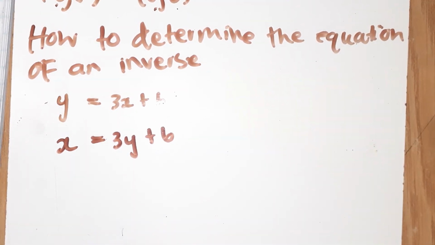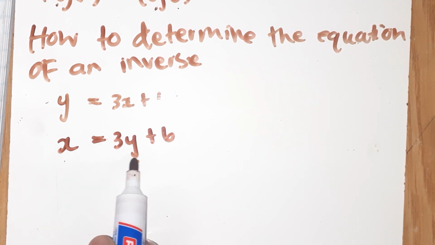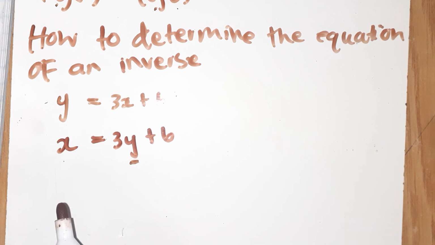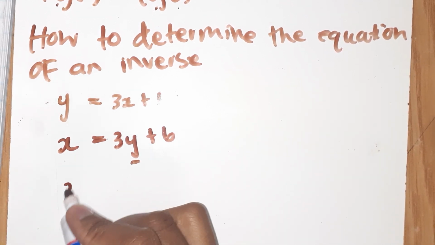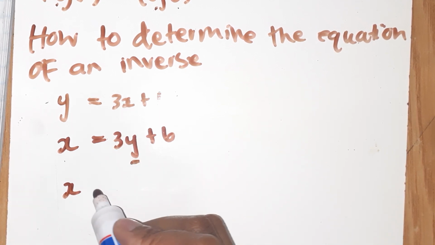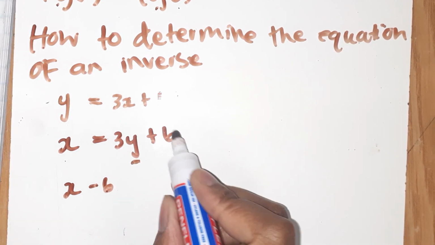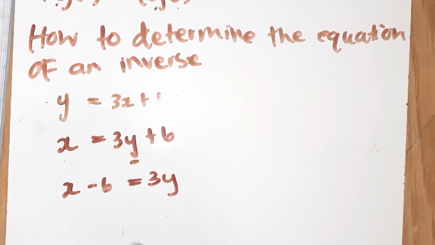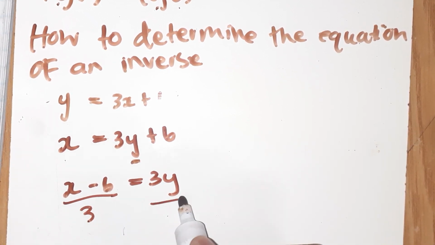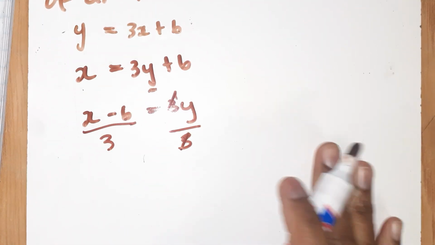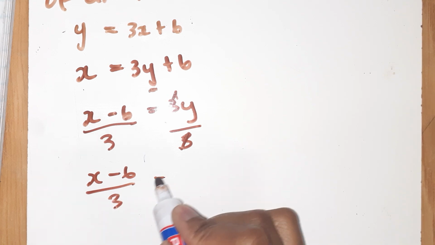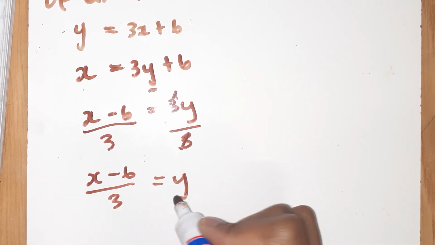It doesn't end there. y still has to be the subject of the formula, so we have to make y the subject of the formula. So another thing we can do is y has to be by itself. We can minus 6. 6 take it to this side, it will be a minus, then we say x minus 6 is equal to 3y. And then I will divide both sides by 3 so that y is by itself, and then we have x minus 6 over 3 equals y.